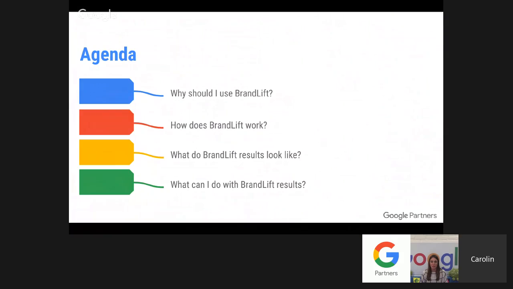Let's have a look at what we're talking about today. First of all, I will guide you through why you should be using BrandLift and how it works, including the methodology behind it. And then we will look at how the results actually look like and how you can utilize the good as well as the bad results for optimization purposes.